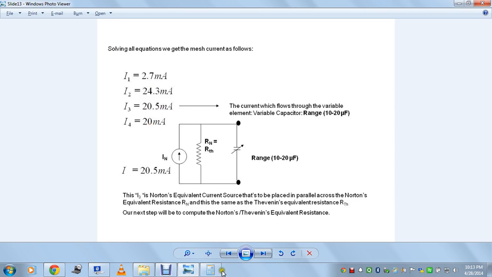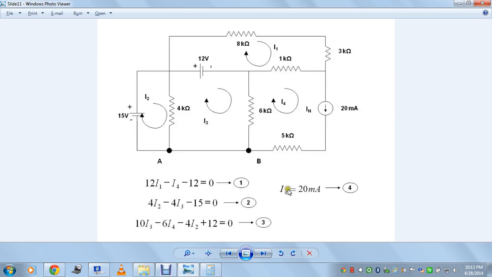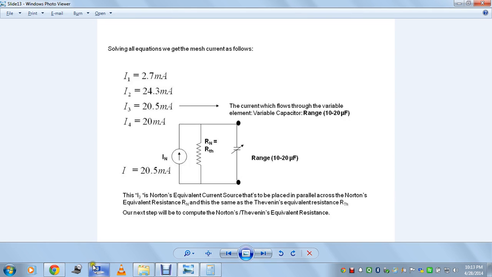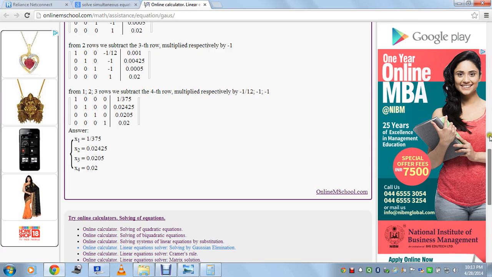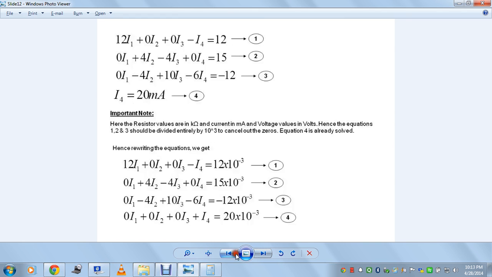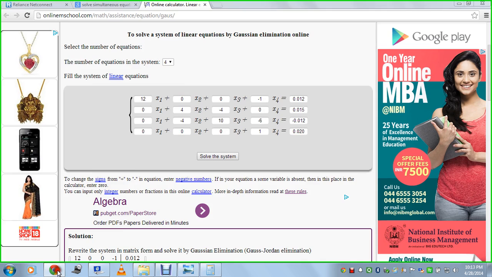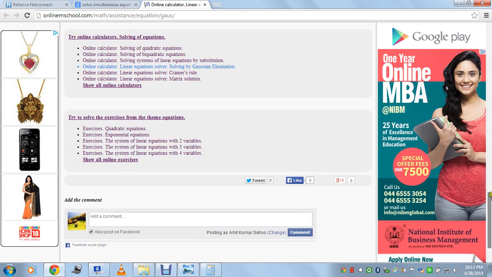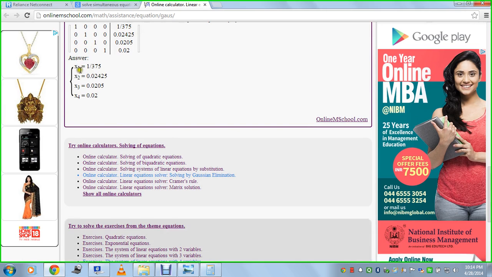And I4 is already solved, since our equation itself was I4 equal to 20 milliamps in the fourth mesh. So we have solved all the currents using the online system equation generator, here on this online mschool.com, where you enter the number of equations. We had 4 mesh equations, so there were 4 unknowns with 4 simultaneous equations, and I entered all the coefficients of each variable in the boxes provided and clicked solve the system. It will directly generate the answer, and you have all the currents solved in a single click without any error in the decimal places.